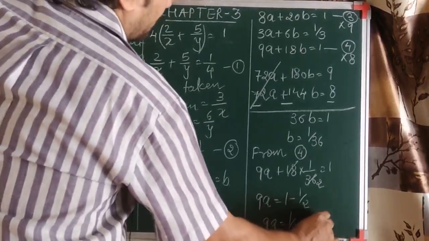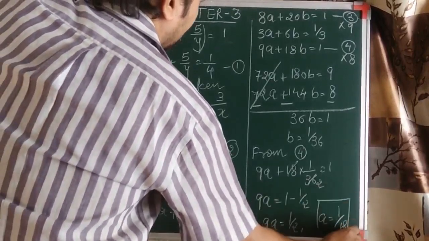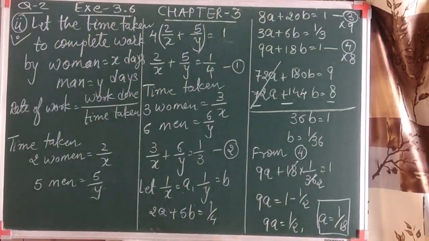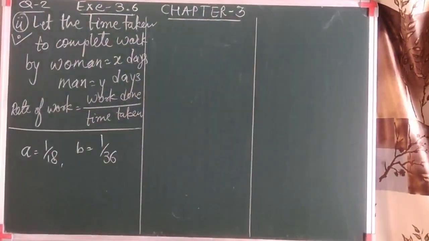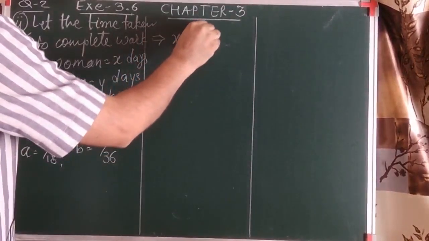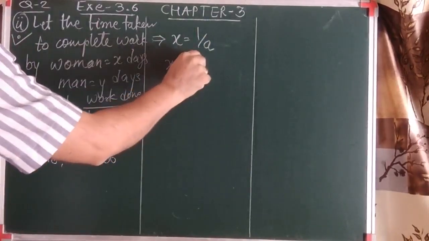So the value of a we will obtain is 1/18. So you can see the value of a and b which we obtain. But remember, a and b are not the variables which we require. As we know, a and b are not the variables of this question. So we supposed x and y. So we have the relation that x is equal to 1 by a. So the value of x must be the inverse of this, that is 18.